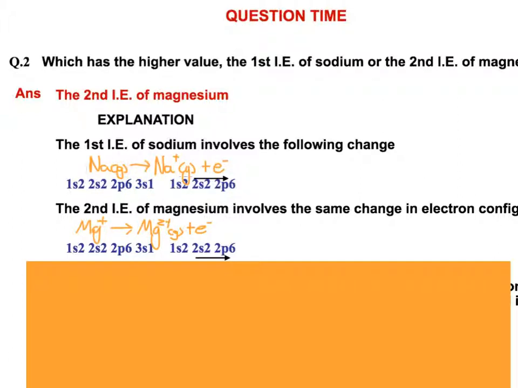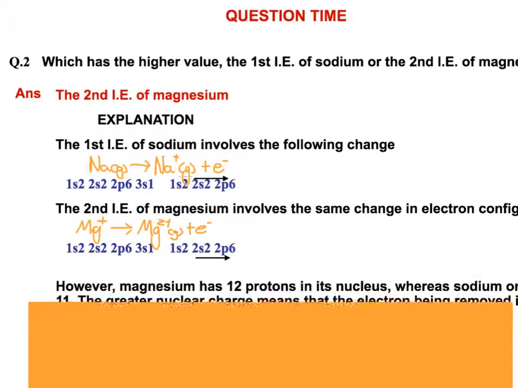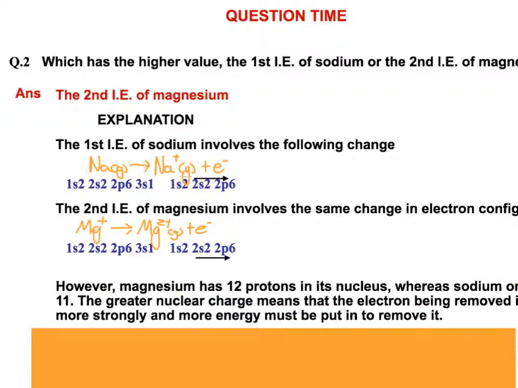So why is magnesium greater? Well, what's the difference? For magnesium, you're removing your electron from a positive ion, whereas from sodium, you're removing an electron from a neutral atom. So that's your main difference. Magnesium has more protons and it is a positive ion, so the nuclear charge is greater, and it's able to hold on to that electron with greater strength. Therefore it takes more energy to remove it.